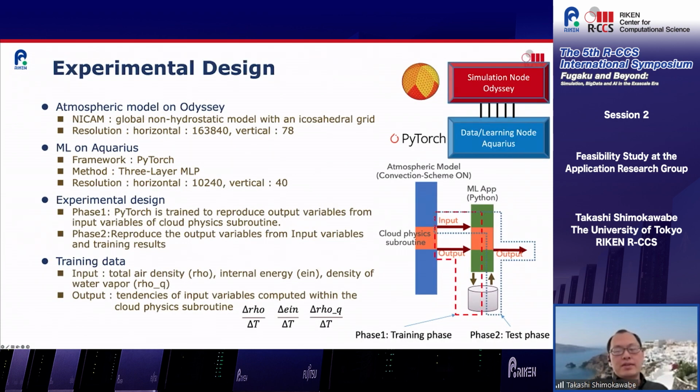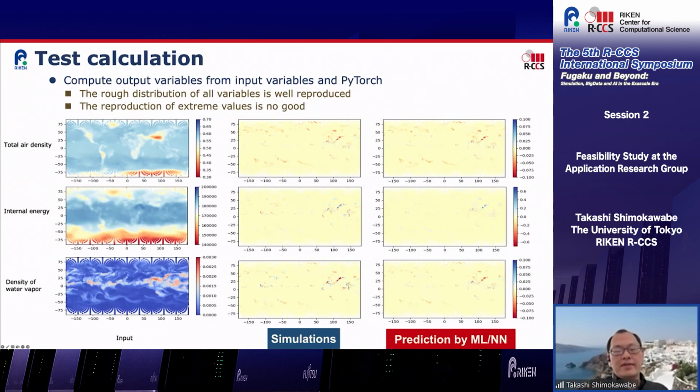In this machine learning process, the air density, the internal energy, and the density of the water vapor are the input, and their gradient in the time direction is the output. PyTorch is used as the framework for machine learning on this Aquarius. The left-hand side is the input, the middle is the output by the simulations, and the right-hand side is the output by the inference. Generally, the simulations and AI agree really well.